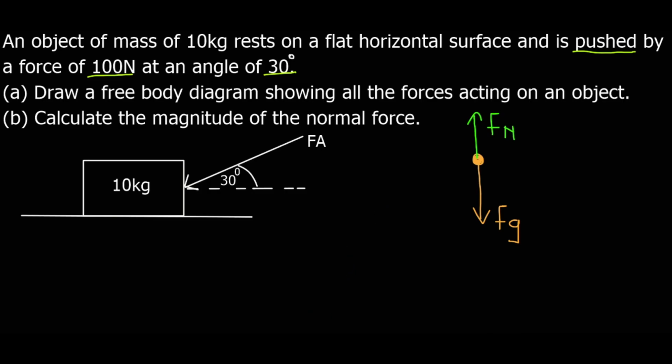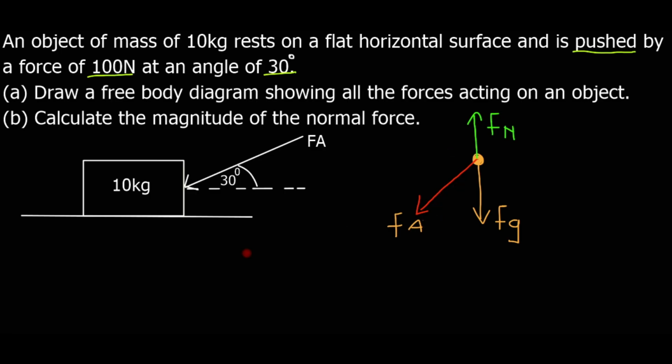But now let's see the force applied. Our force applied now is in this direction. In the previous one, our force applied was in the other direction because the object was pulled, but now it's being pushed. So that is why it's in this direction. So this is our free body diagram for the part A question.